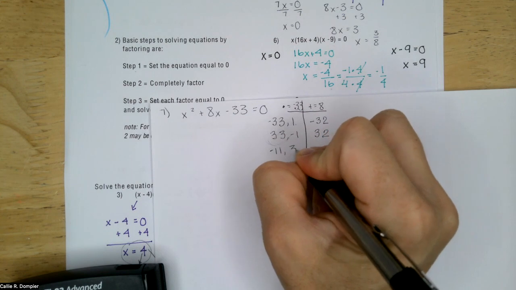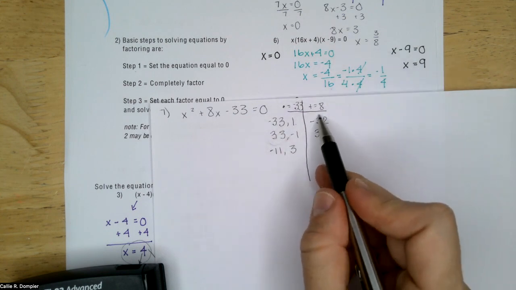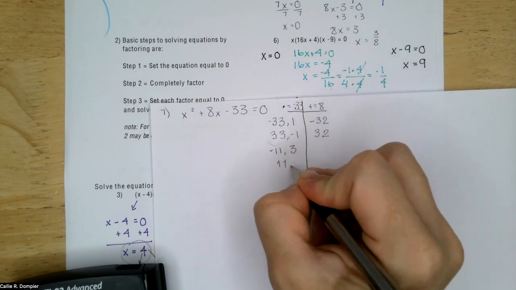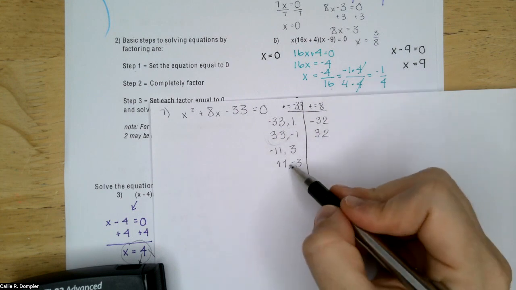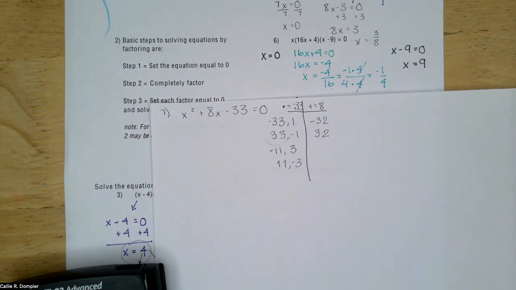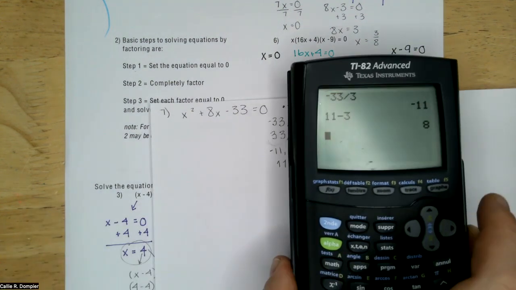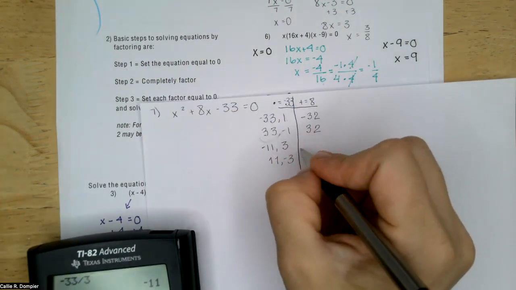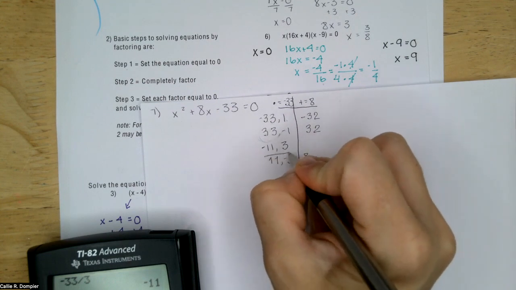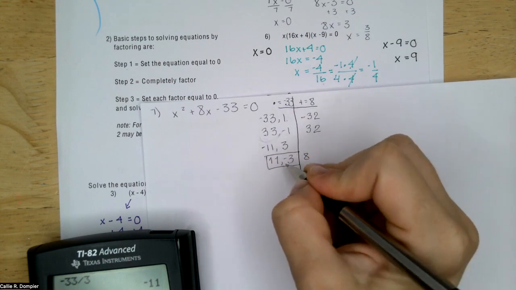Negative 11 and positive 3. But remember, we need this number to be positive. So we actually want positive 11, negative 3. 11 minus 3 is 8. So these are our factor pairs.